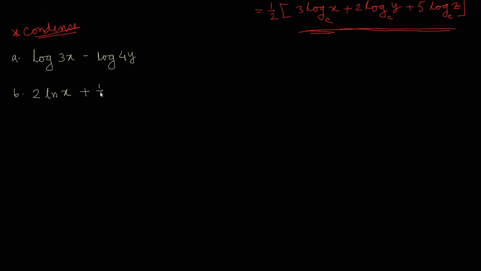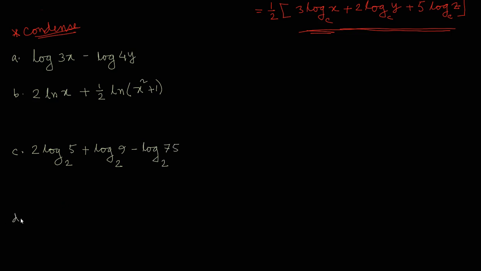plus half natural logarithm of x square plus 1, and then C, I need to condense 2 logarithm of 5 base 2 plus logarithm of 9 base 2 minus logarithm of 75 base 2.